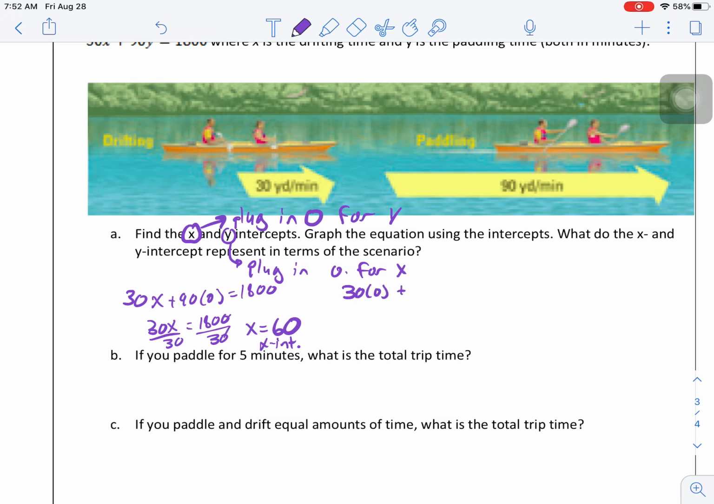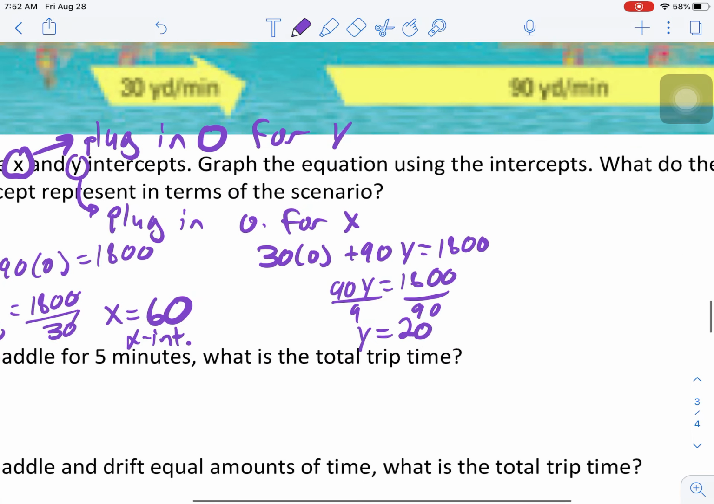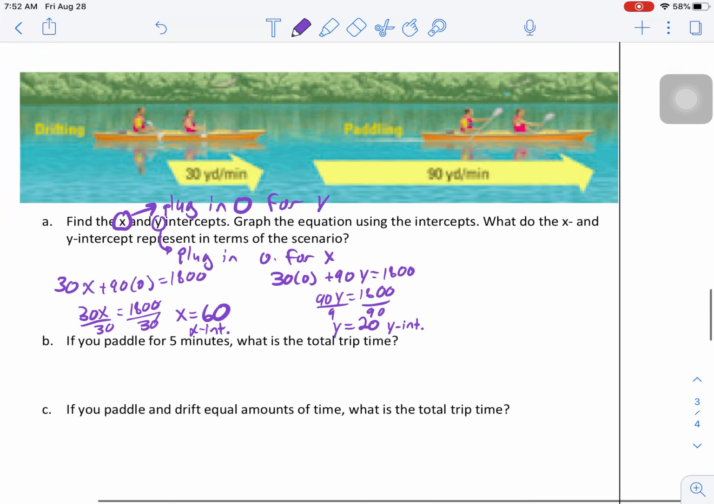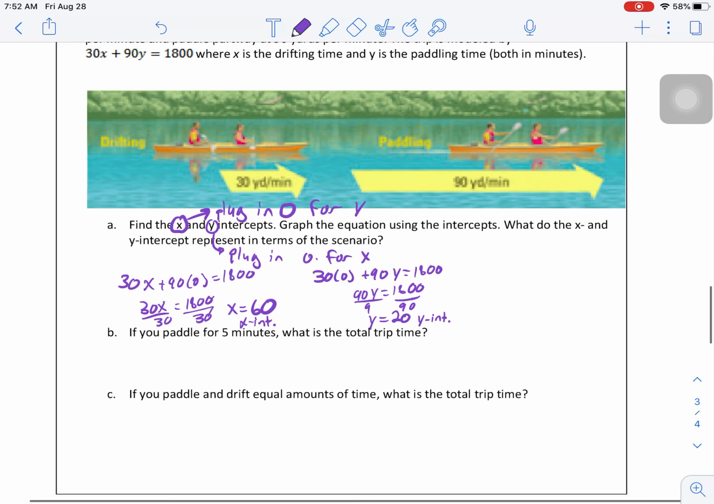For the y-intercept, we would do 30 times 0 plus 90y equals 1,800. So that's 90y is equal to 1,800. Divide by 90 on both sides. y is equal to 20. Right, and then that is our y-intercept. Okay, so these are our two intercepts. x equals 60, y equals 20.